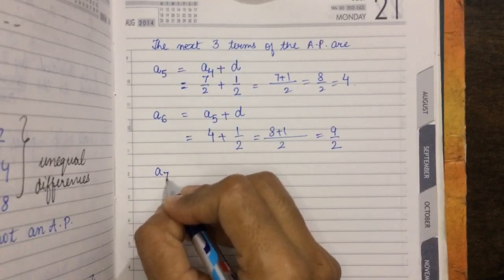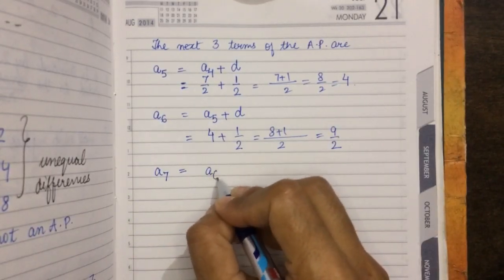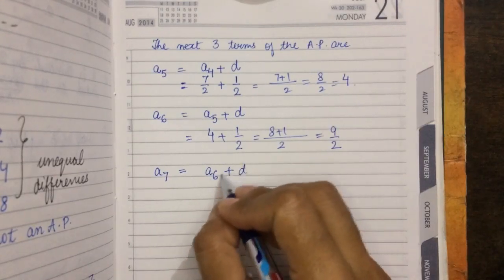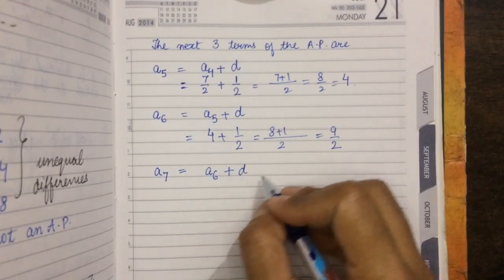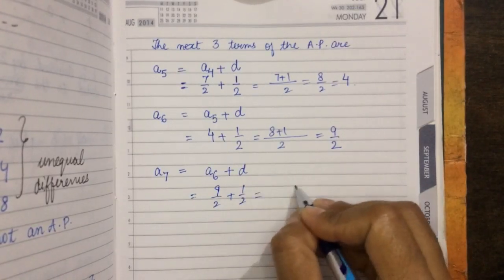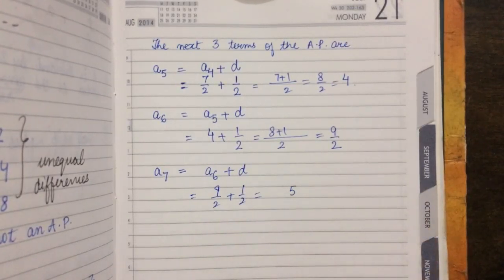Then we obtain the next term, the 7th term. This will be obtained by the 6th term and the sum with the common difference. So 9 by 2 plus 1 by 2, this will be 5. You can simplify this. So this is how we are going to do it.